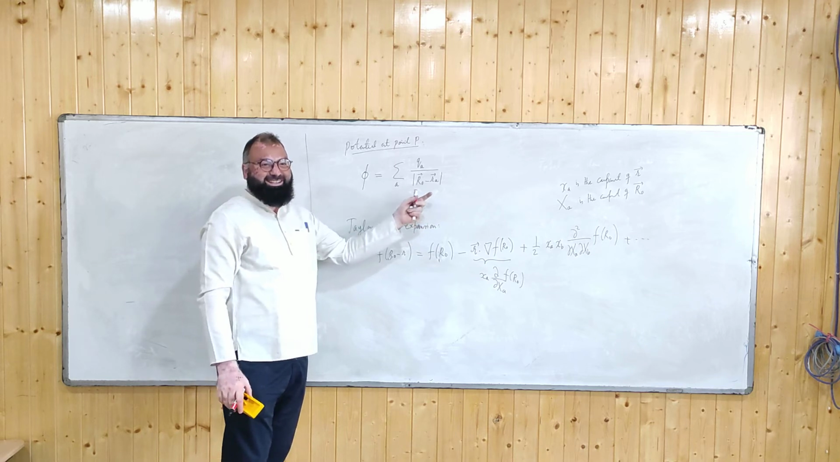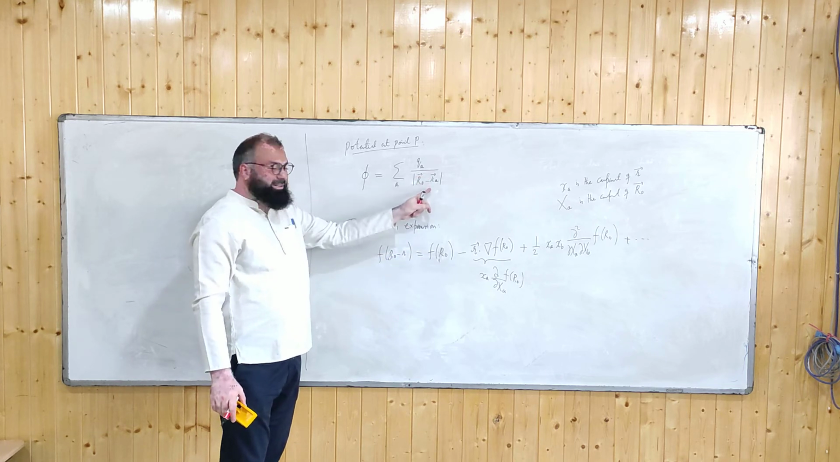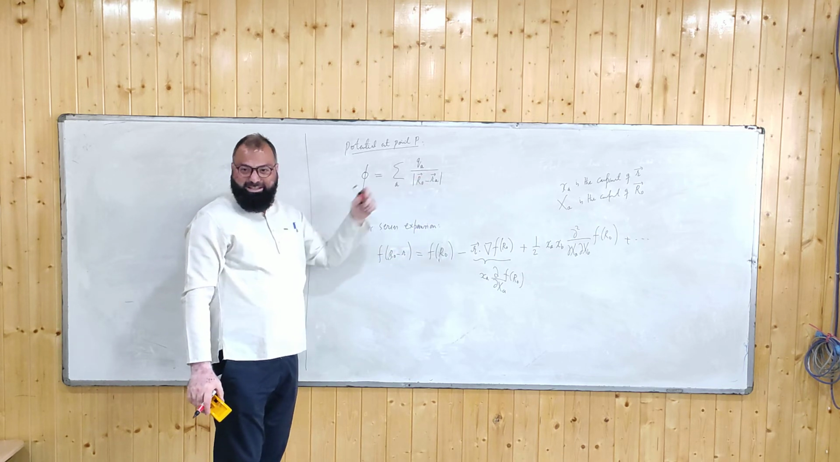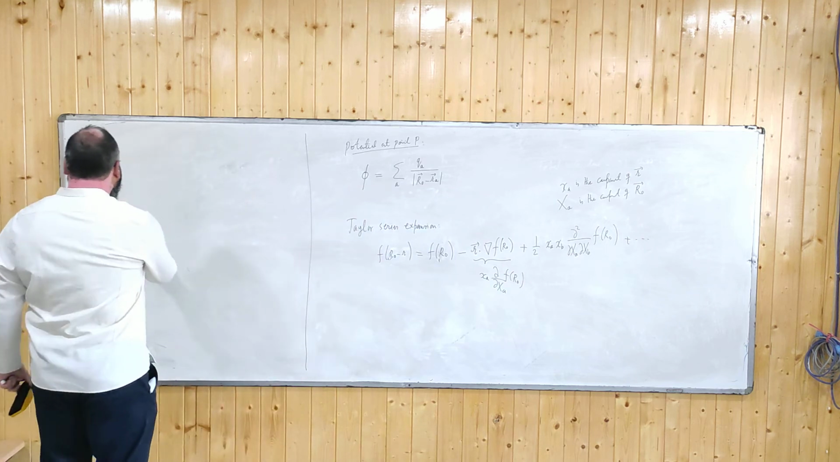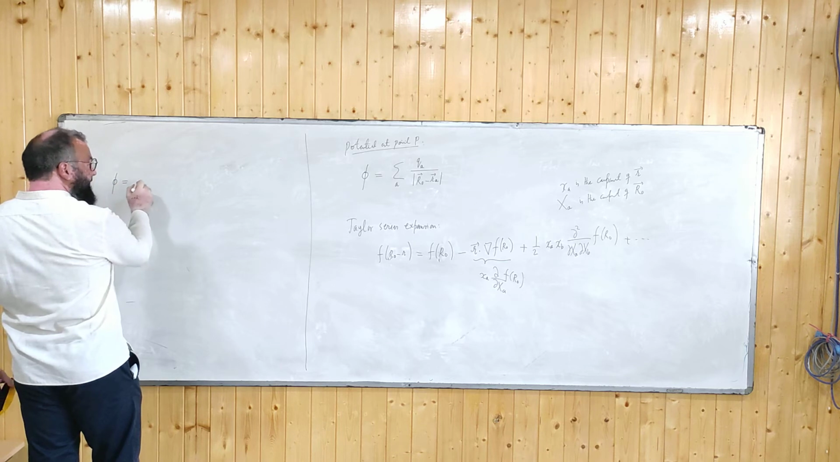What is the function? What is f of R naught minus R? It's 1 divided by R naught minus RA, is it? Okay, so let's write it. So therefore I can write this phi as f of R naught.